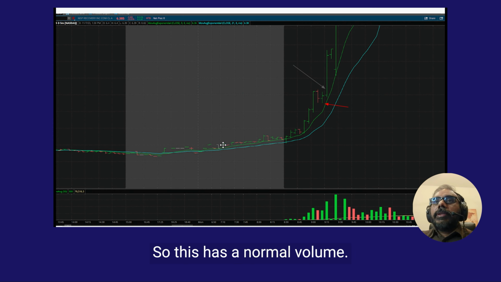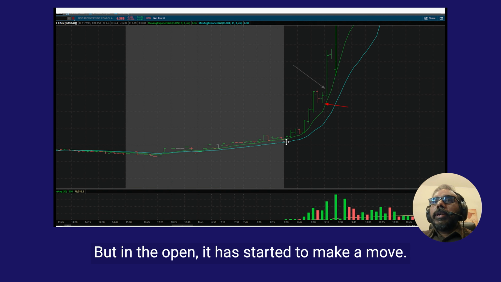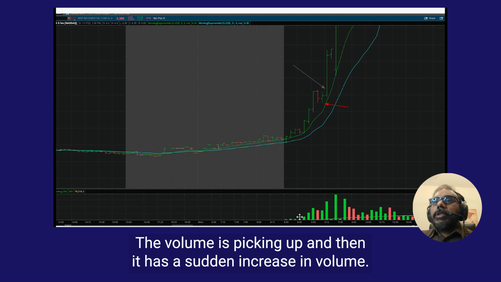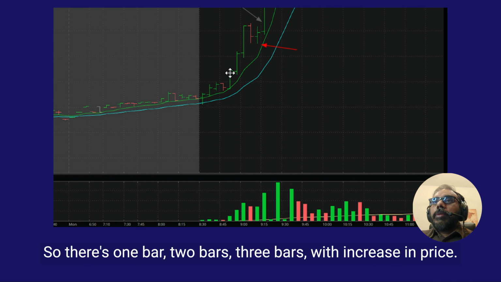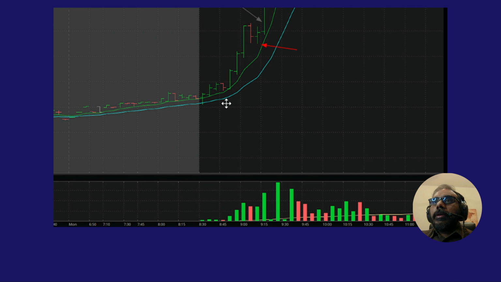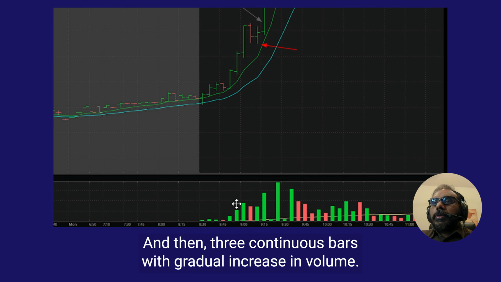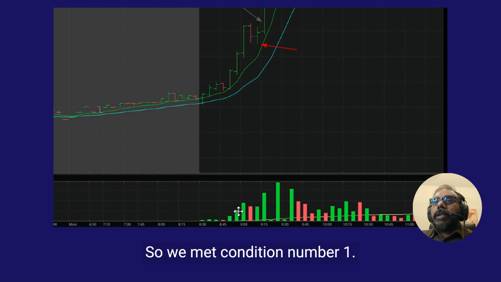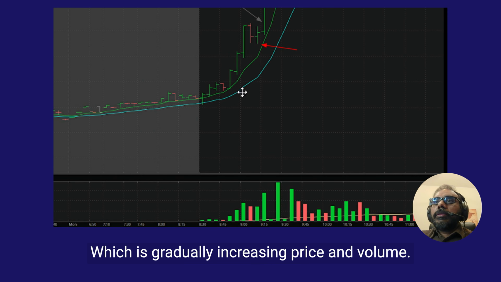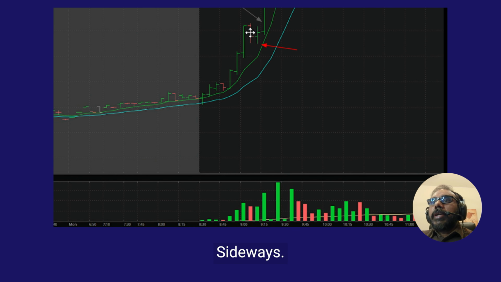So this has a normal volume, and at the open, it has started to make a move. The volume is picking up, and then it has a sudden increase in volume. So there is 1 bar, 2 bar, 3 bar with increasing price, and then 3 continuous bars with gradual increase in volume. So we met our condition number one, which is gradual increase in price and volume, and then sideways pullback.